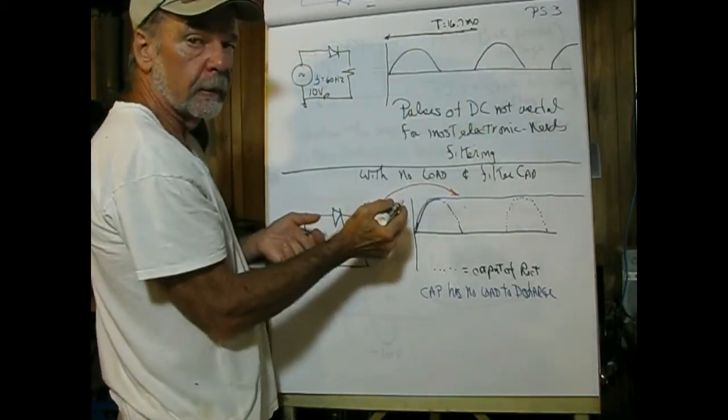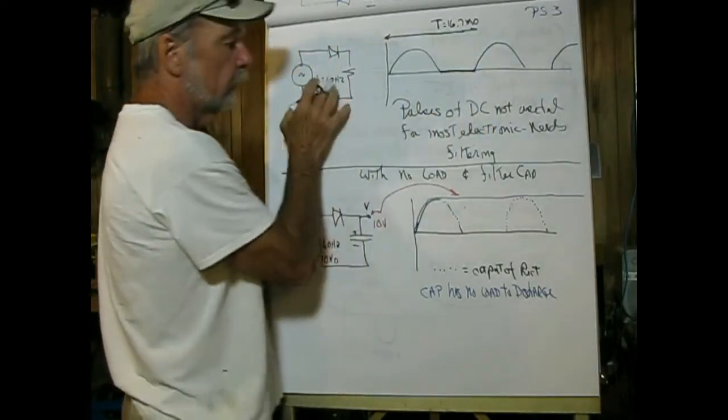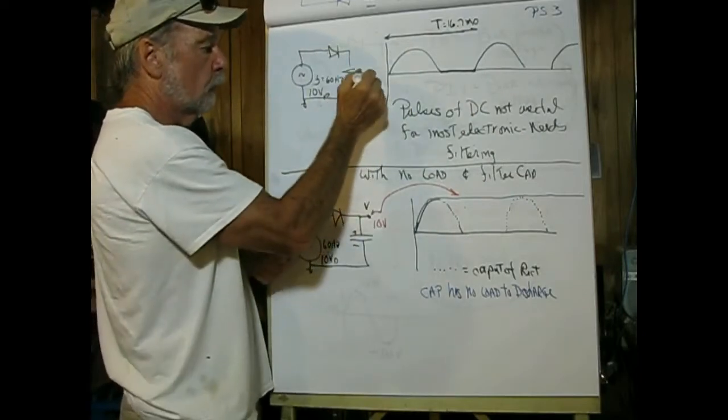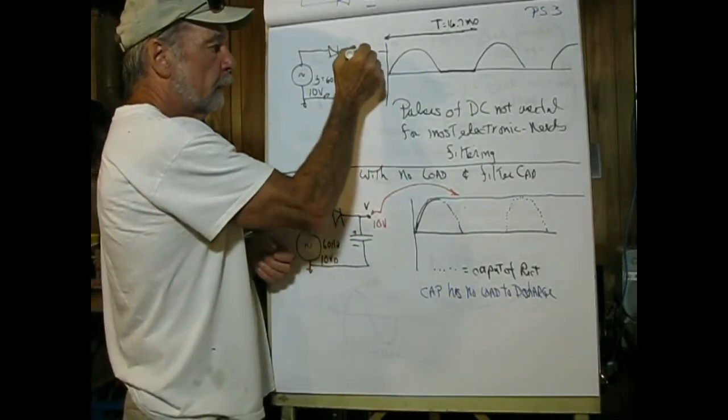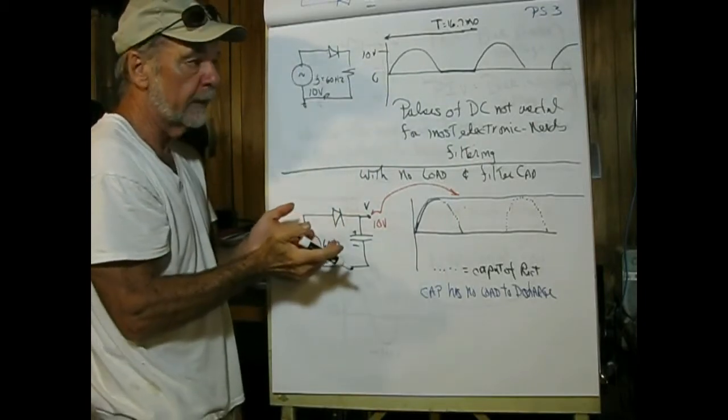I've not shown it, and I shouldn't show it, because when it doesn't conduct, then the point between these two is going to be at 0 volts. And this would be picking up a peak of 10 volts again, assuming a perfect diode.